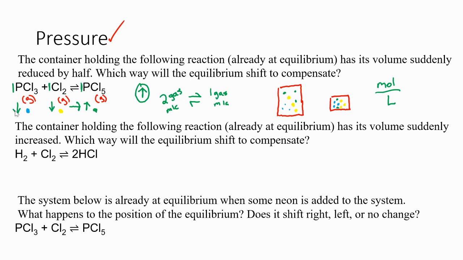Let's look at the second question. Second question, the container holding the following reaction has its volume increased. Which way will the equilibrium shift? This is actually a really interesting problem. So essentially, this is what they're saying. I don't want to draw all the molecules again, but we're going from a container that looks like that to a container that looks like this. It's bigger. So the pressure goes down. I'm going to draw my stress arrow right over here to the side. Usually when we're talking about pressure, I just do the stress arrow to the side somewhere. So pressure is going down in this container.